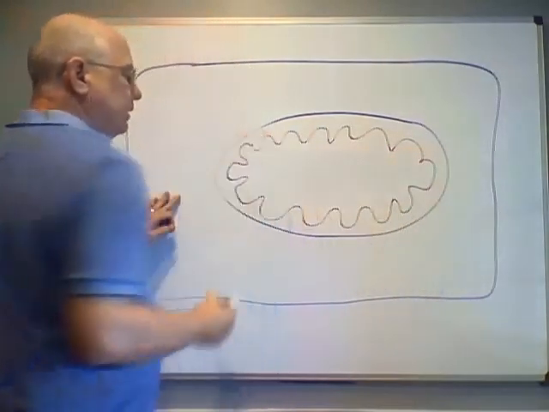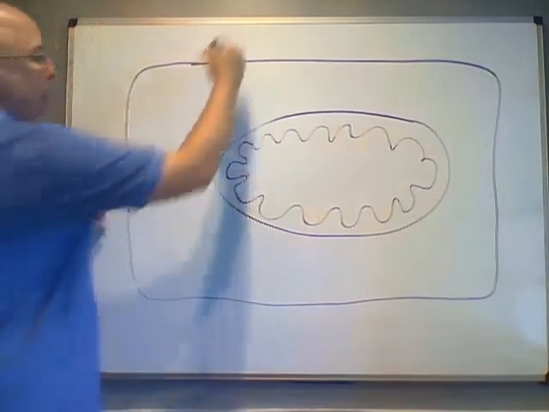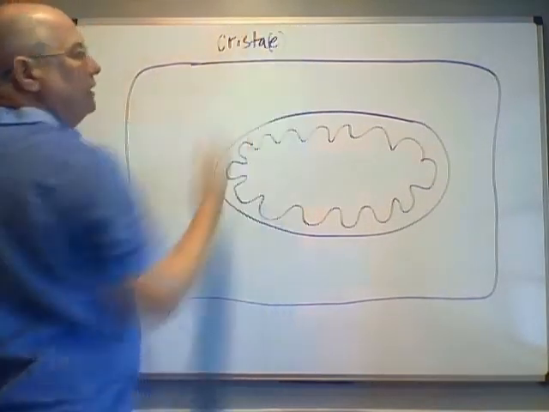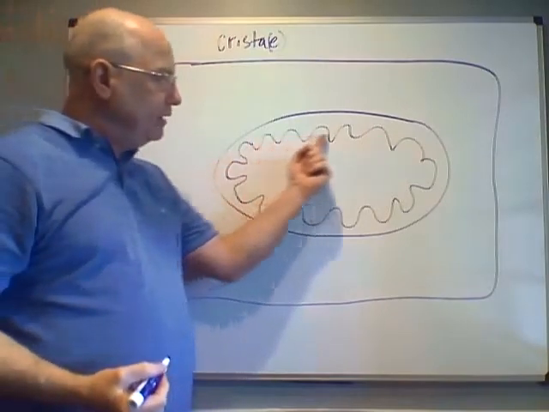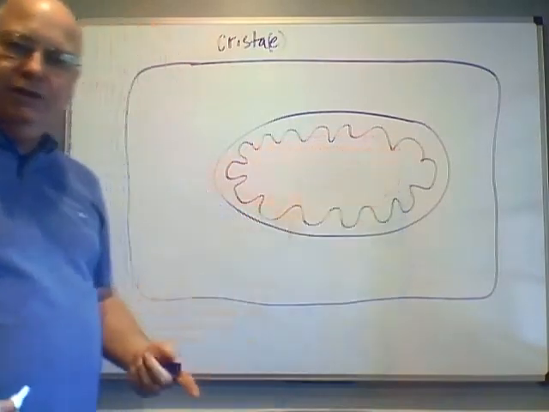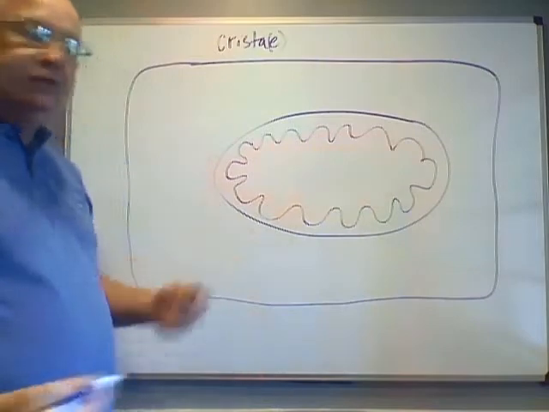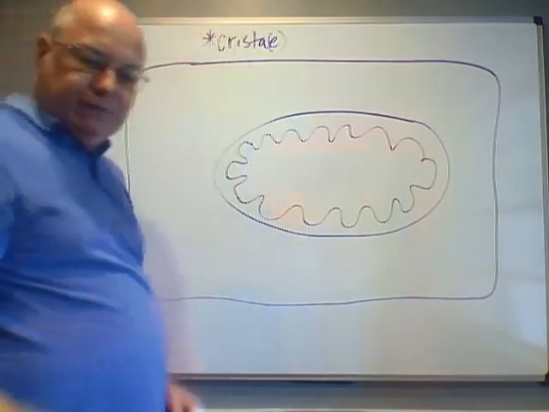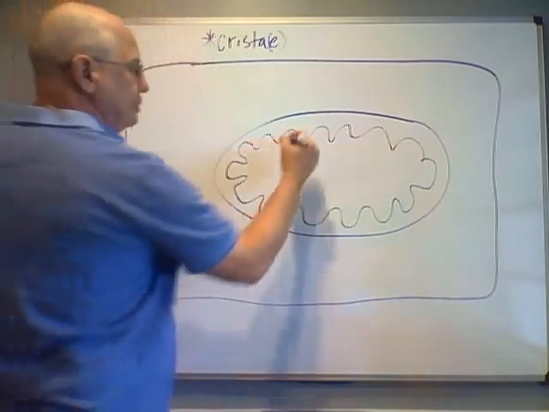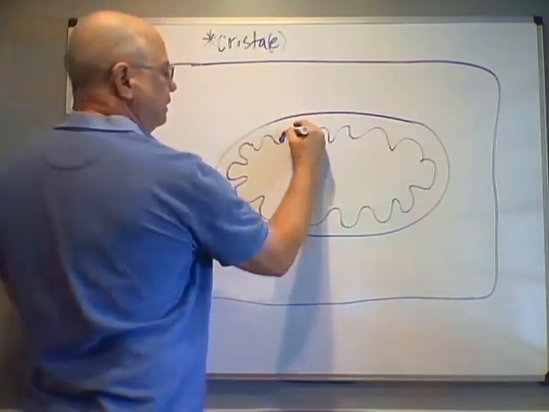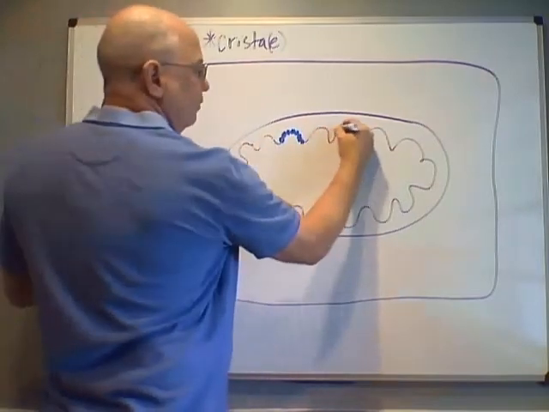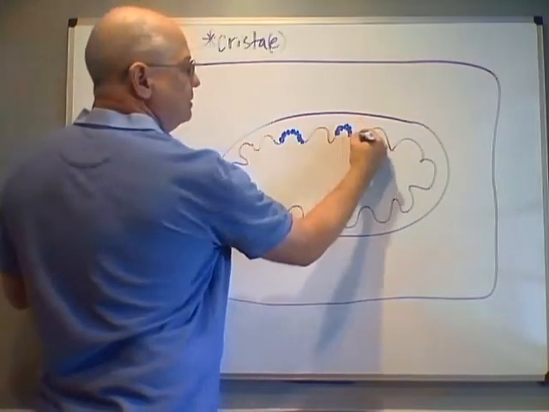Okay? Each fold is called a crista. And cristae, with an E on it, would be plural. So these are called mitochondrial cristae, the folds in the inner mitochondrial membrane. That's an important term because it is on those cristae that we have a series of enzymes that are all kind of linked together. There's a series of molecules here, and the more folds, the more of these enzymes.